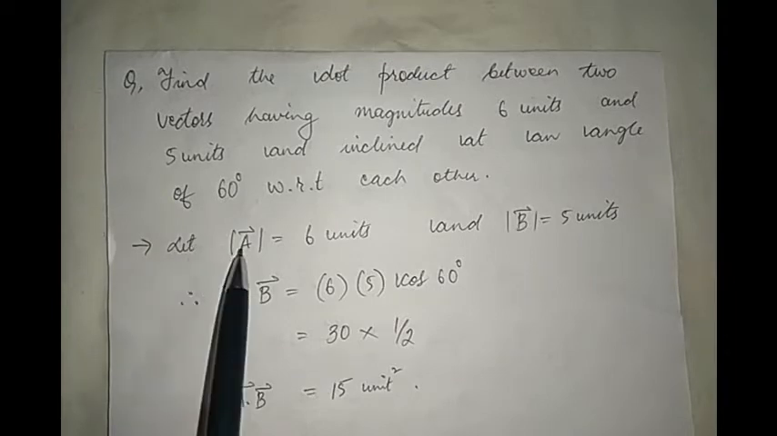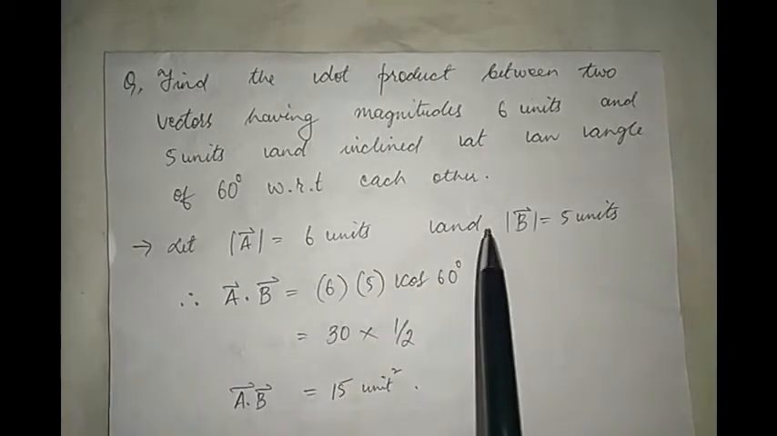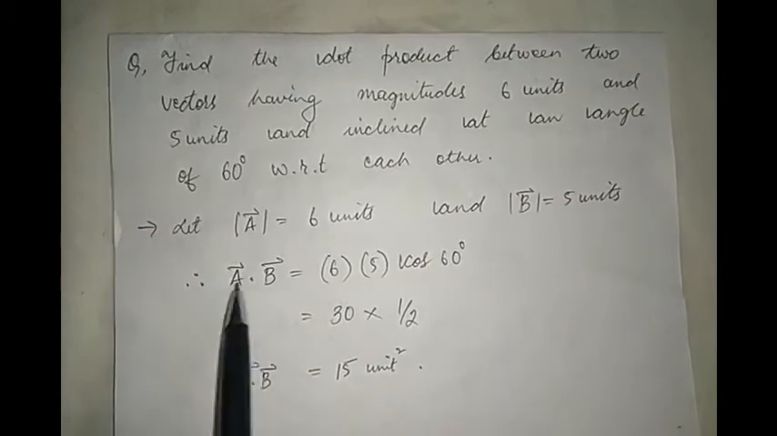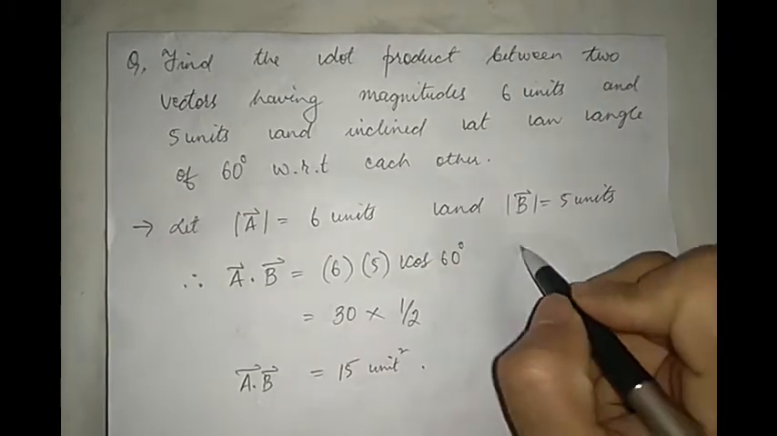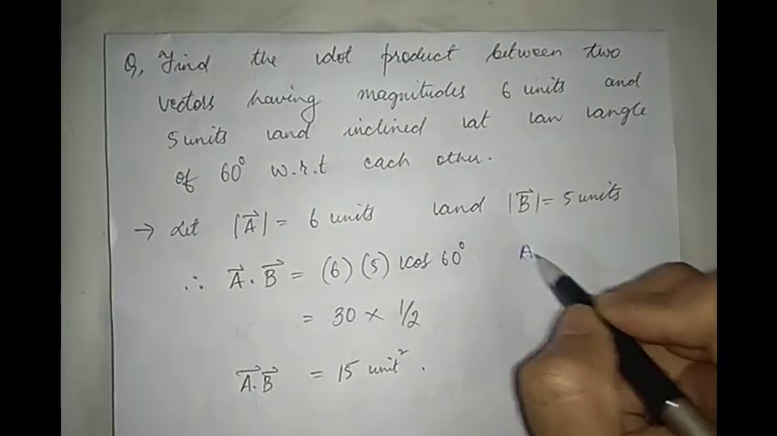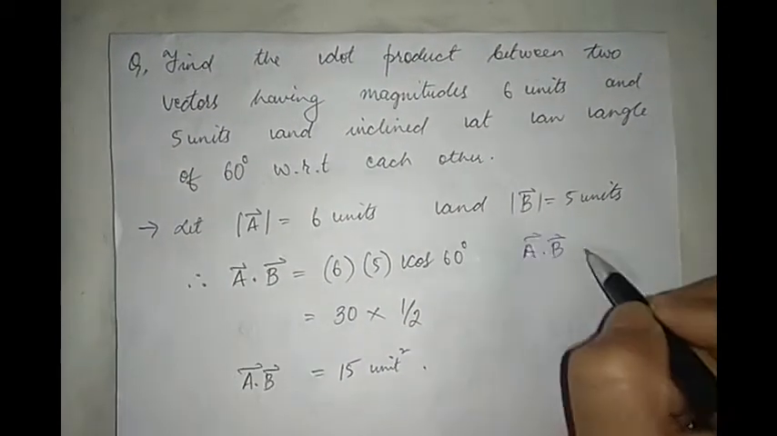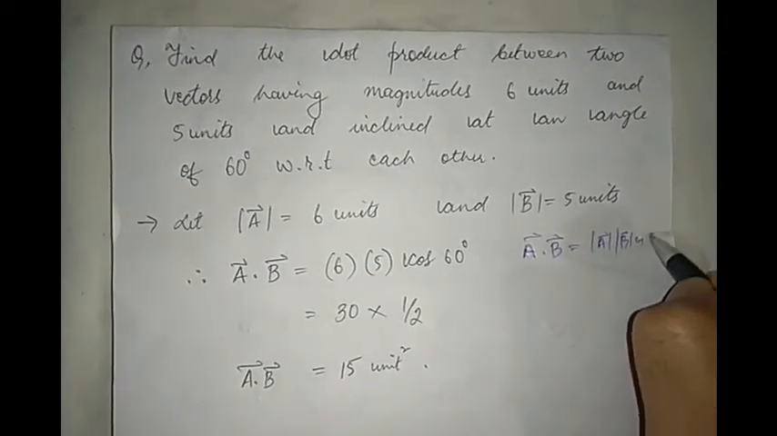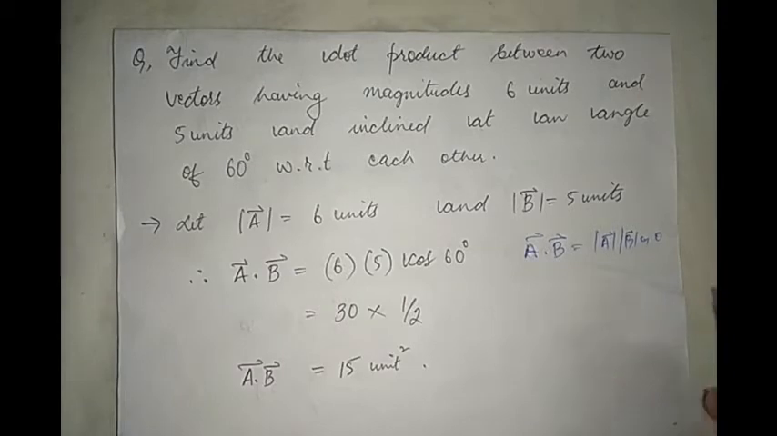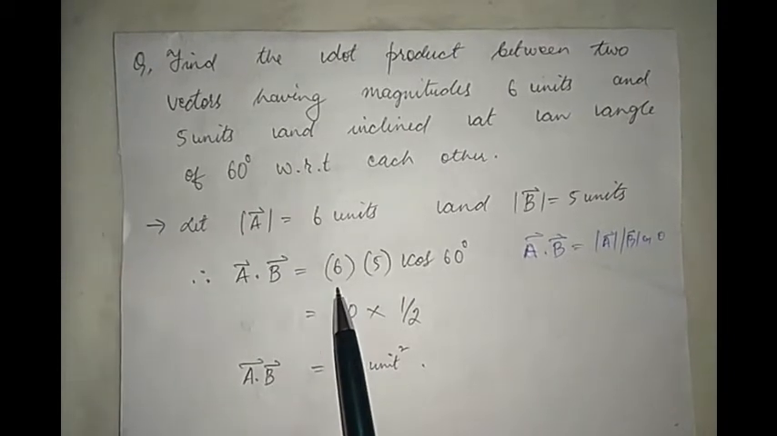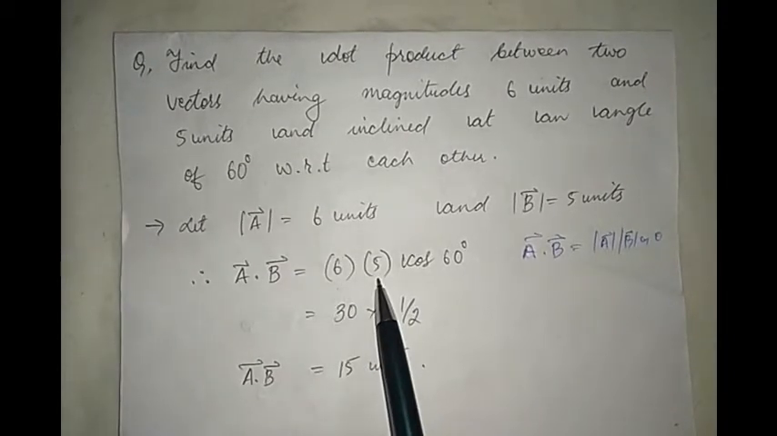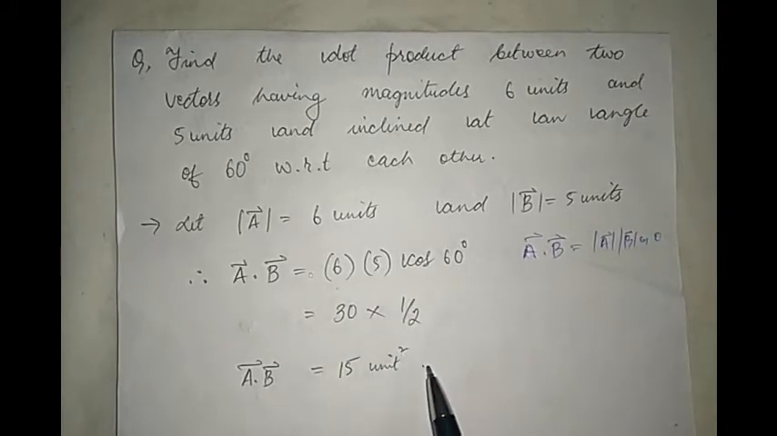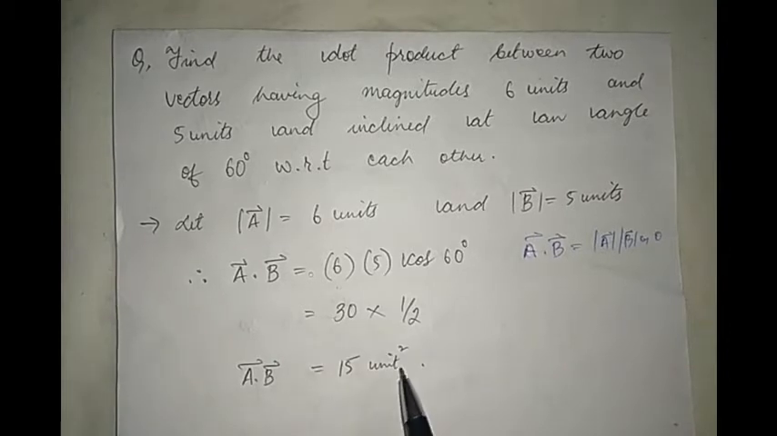So we suppose magnitude of vector A to be 6 units, magnitude of vector B to be 5 units. All right, so A dot B, according to definition, is magnitude of A, magnitude of B cos theta, where theta is the angle between them. So A dot B is 6, the magnitude of the first vector, into 5, the magnitude of the second vector, into cos of the angle between them, which is 60 degrees. So this comes out to be 30 into half. So A dot B is 15 units squared.